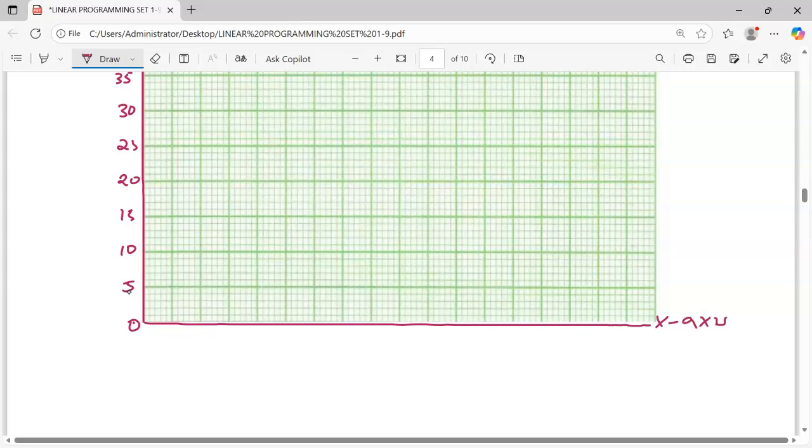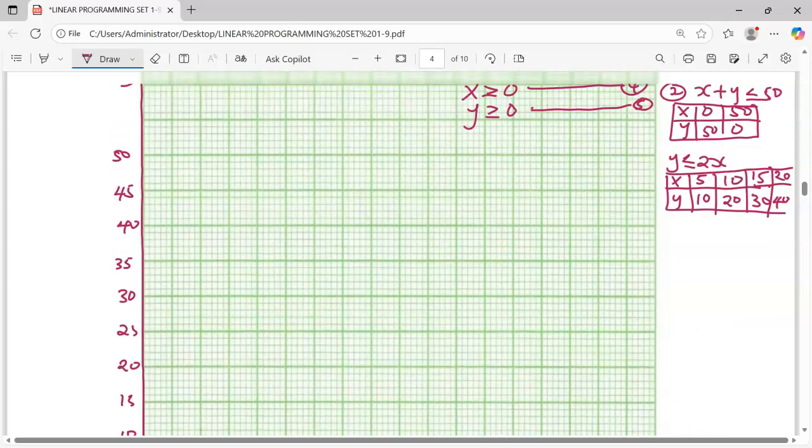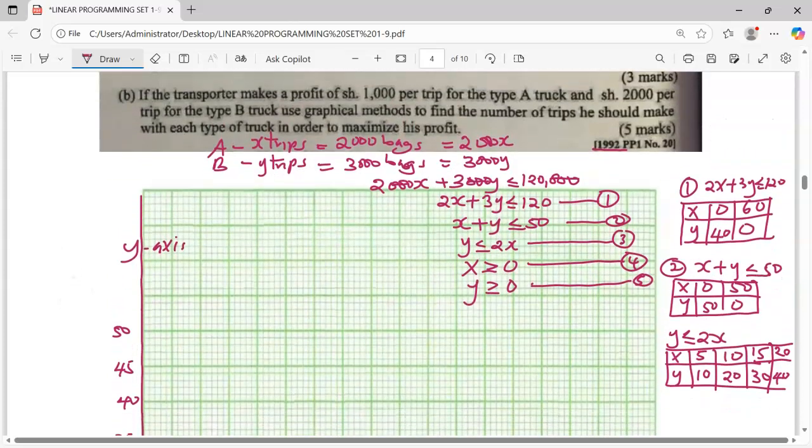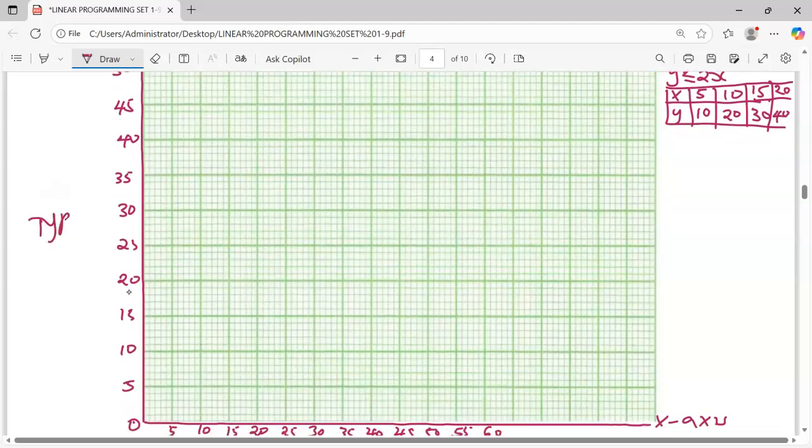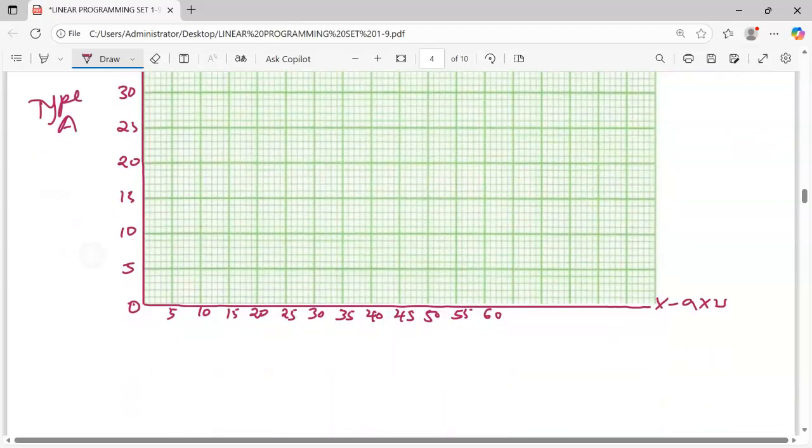We again do the same. This is 5, 10, 15, 20, 25, 30, 35, 40, 45, 50, 55, 60. We can stop at that point. Y represents type B. This is going to be type A here, and this becomes type B.